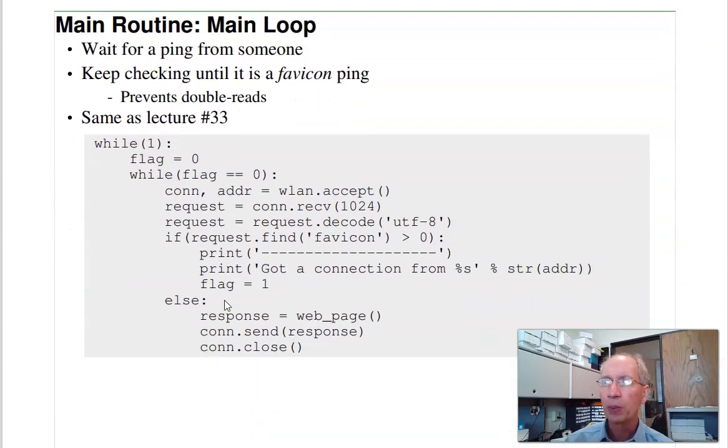In the main loop, what I'm going to be doing is waiting for a ping from somebody else connecting on that wireless network and pinging me. When I see a ping, I'm going to check to see, was this a ping that included the keyword favicon. When you ping, you get a whole bunch of data. The message that it has a favicon in it is the one that you want. Once I see it, I'll send the message, got a connection from whoever it is, along with the IP address of that client.